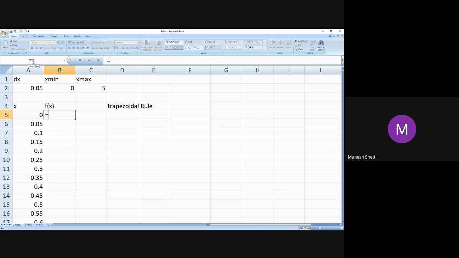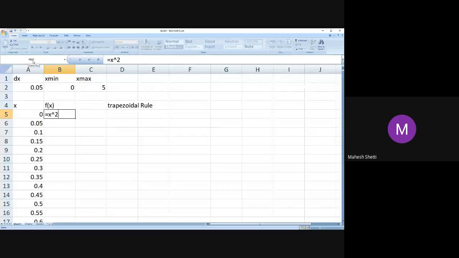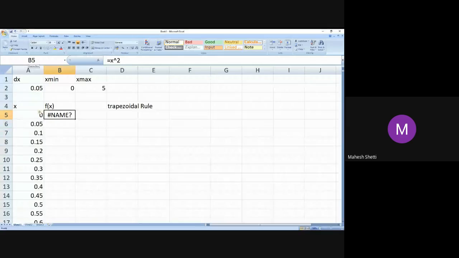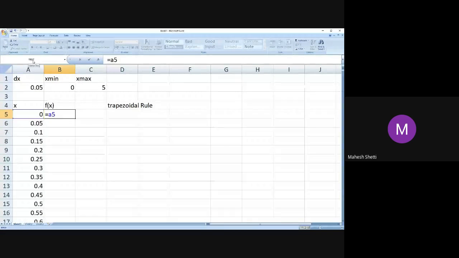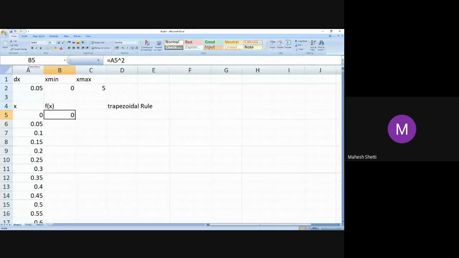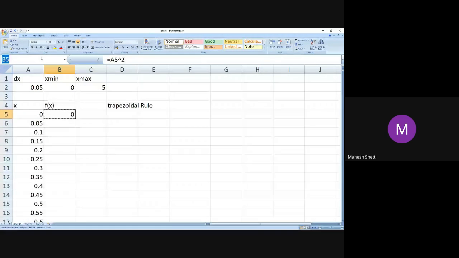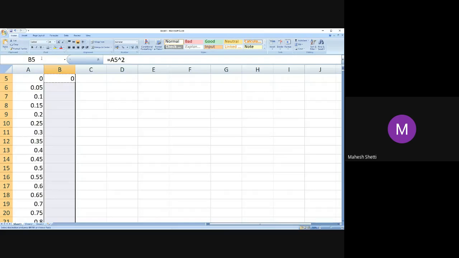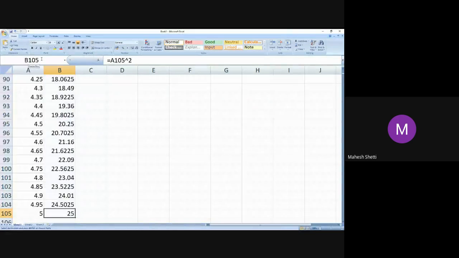Now I want to take some function. Let me start with simple kinds of functions again, say x square. I can't write x square like this, so I have to write equal to A5 square. And I will apply this from B5 to B105. And yes, I got 5 square as 25.